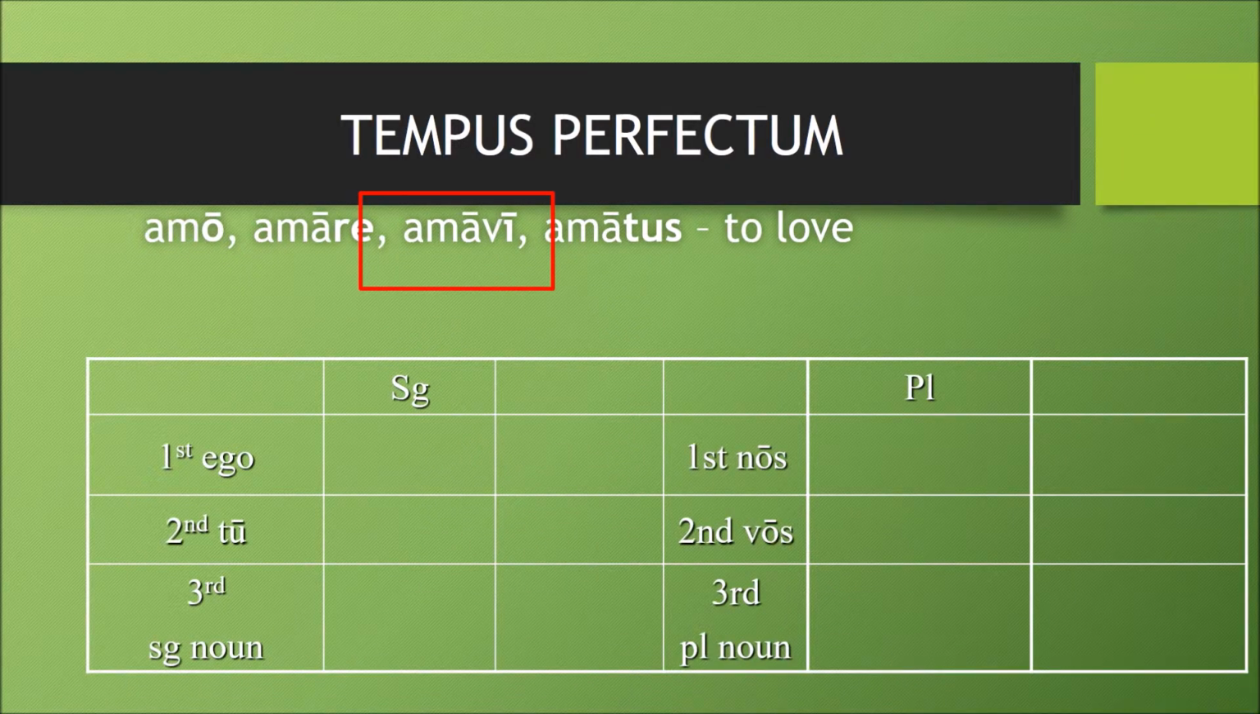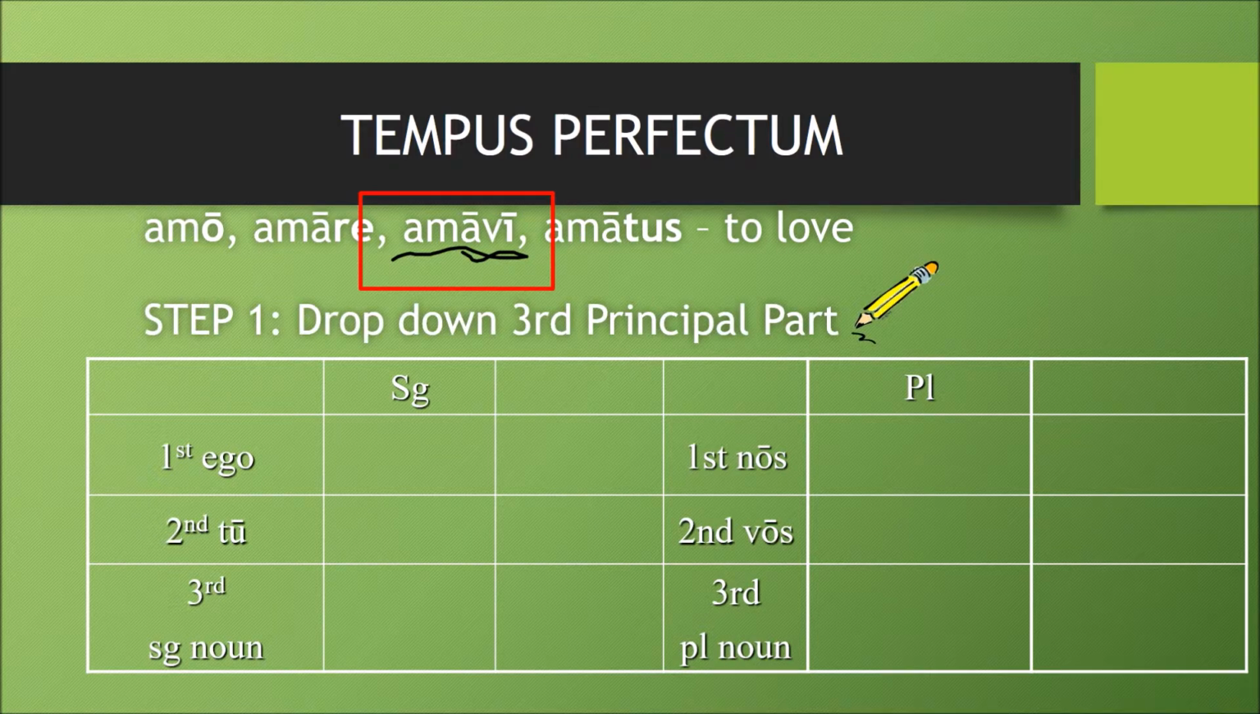When we conjugate the tempus perfectum, the perfect tense, we need to start with this third principal part, and our first step is going to be to drop that part down. We talked about how this is the first person singular of the perfect tense, so we're just going to drop that down, and amavi means in the perfect tense, I loved.